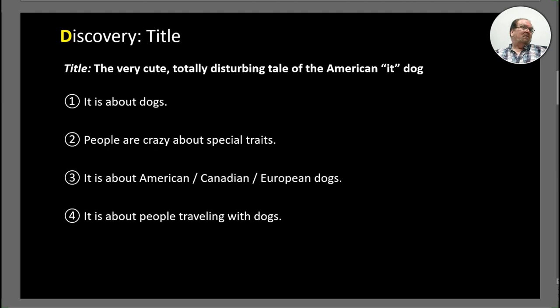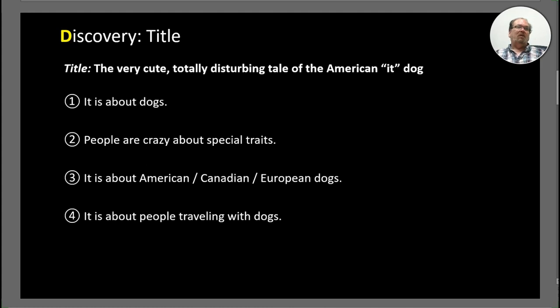And what is an it? An it is, pedigree is a specific breed, shape, color, character, all those things. So, what do we know from the title? It's about dogs. It says dog. People are crazy about special traits. And it doesn't say that, but maybe disturbing tale is about special traits that people are crazy about.